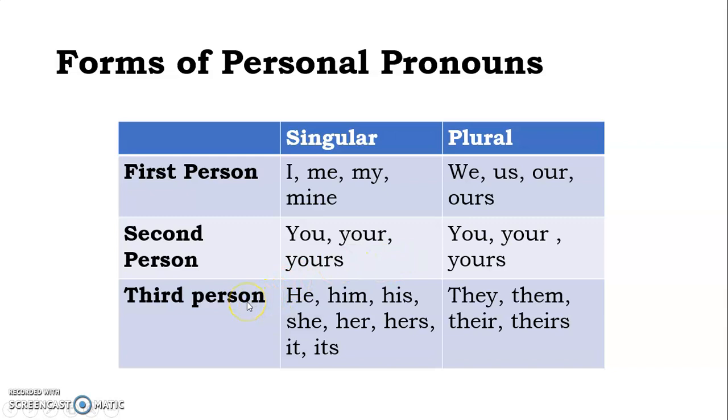Next we have the third person. Third person is neither the speaker nor the person spoken to. So for singular number we have he, him, his, she, her, hers, it, its. For plural number we have they, them, their, theirs. So you need to remember this table.